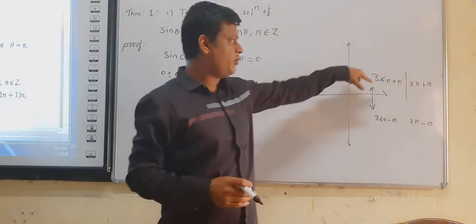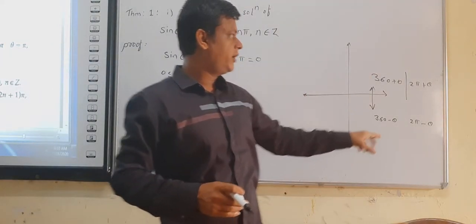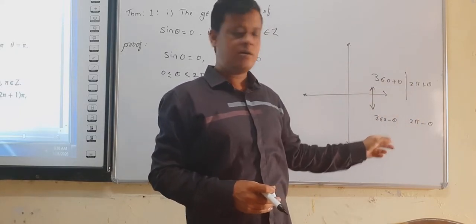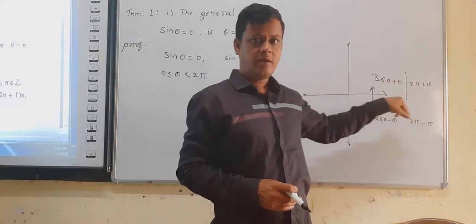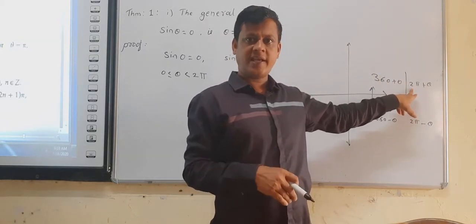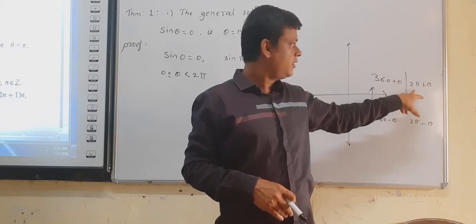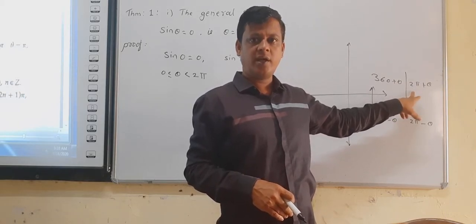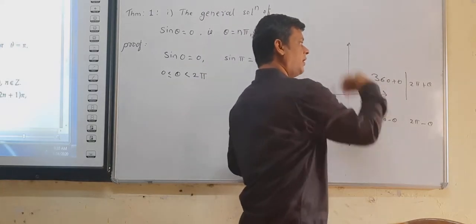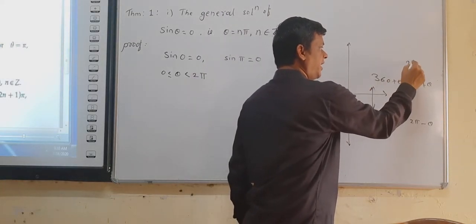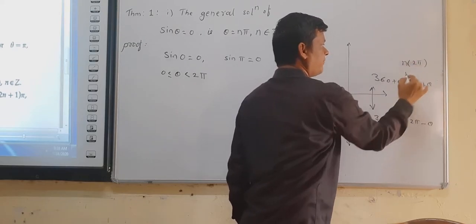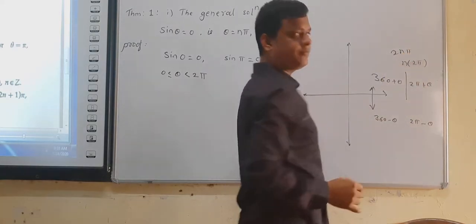If one round is completed, then we write 2 pi. If 2 rounds are completed, we write 2 into 2 pi. If 3 rounds are completed, round means cycle, we get 3 times 2 pi. In this way, we repeat. If it's n times, then we write it as n into 2 pi, that is, 2n pi.